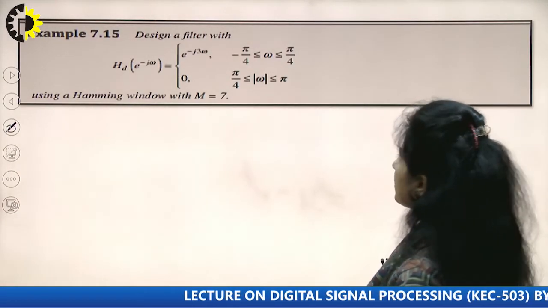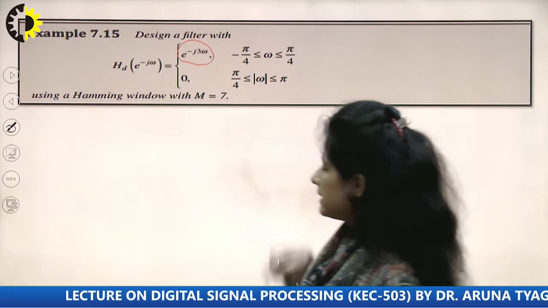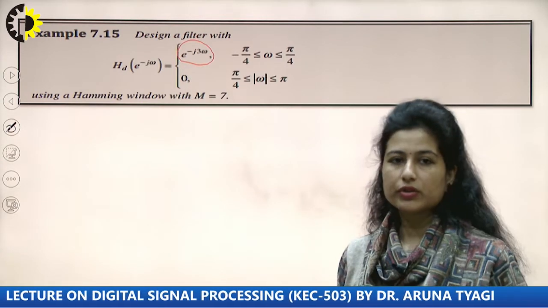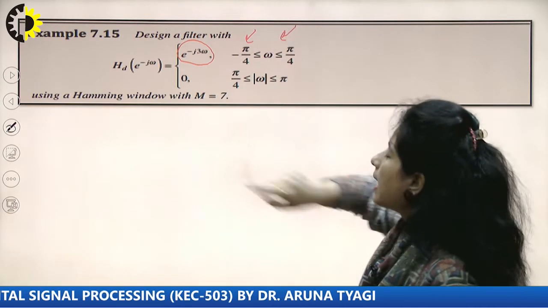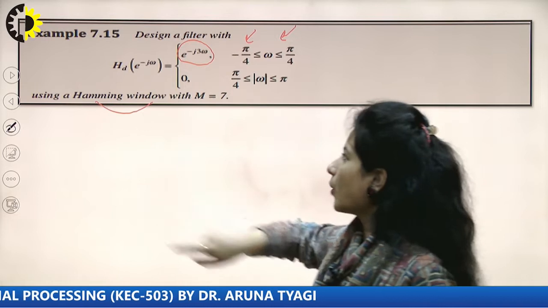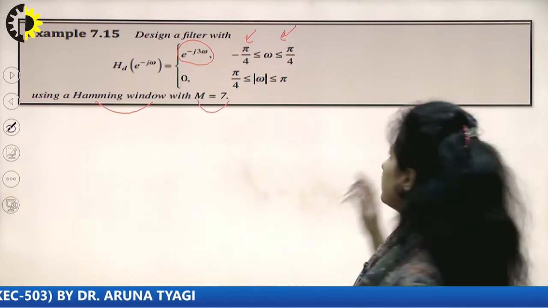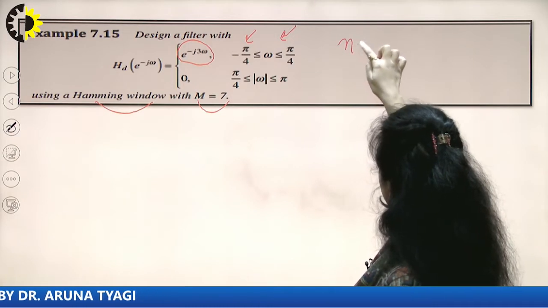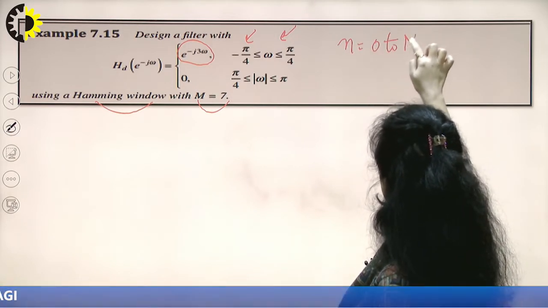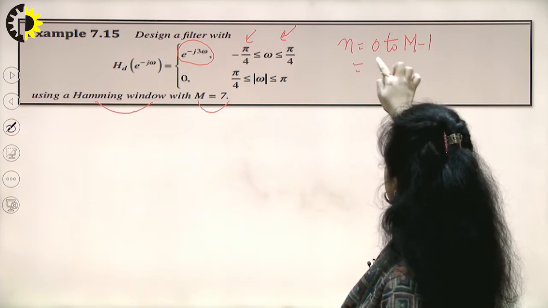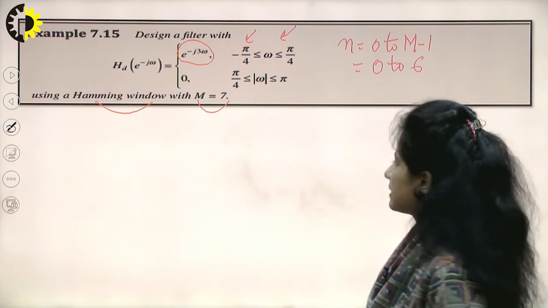Another similar kind of numerical in which I am having this response, which is e raised to the power minus j 3 omega, the range minus pi by 4 to pi by 4. I need to use the Hamming window now. And the length of the filter is 7. If the length of the filter is 7, the sample values would range from 0 to M minus 1. That means the sample values I need to calculate are from 0 to 6.